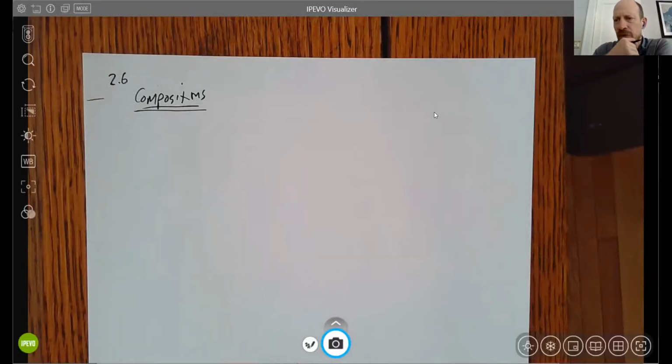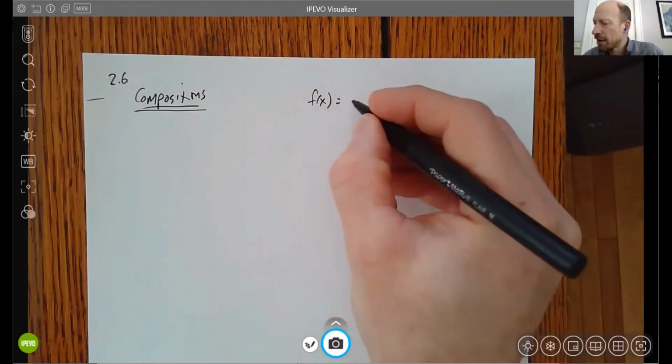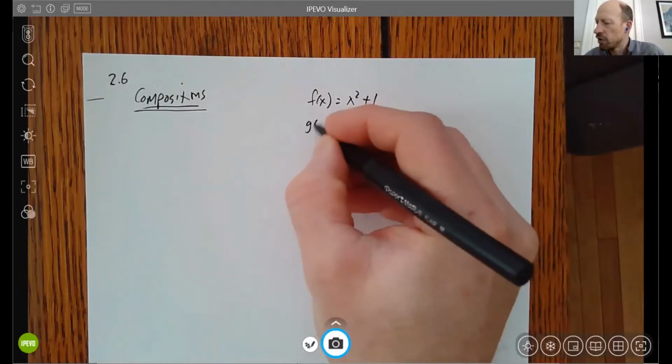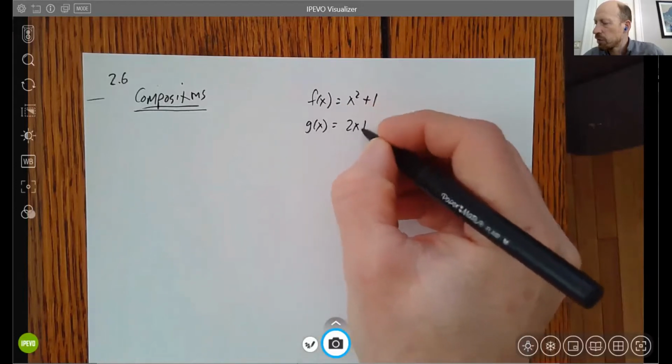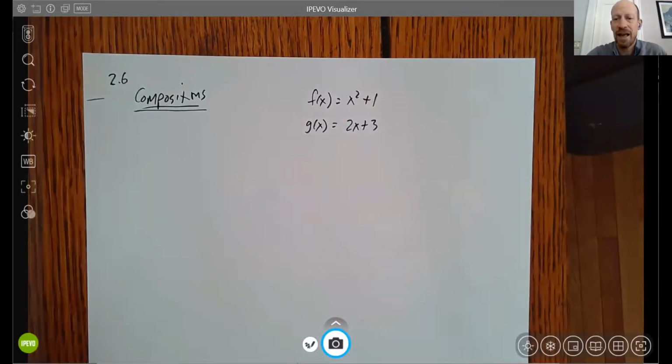The idea with a composition is that you can take a function and combine two different functions to make a new function, right? A function is a relationship, and it turns out you can add or subtract those relationships. So, for example, if f of x is x squared plus 1 and g of x is 2x plus 3, these are relationships, but I can add these together to create a new relationship.